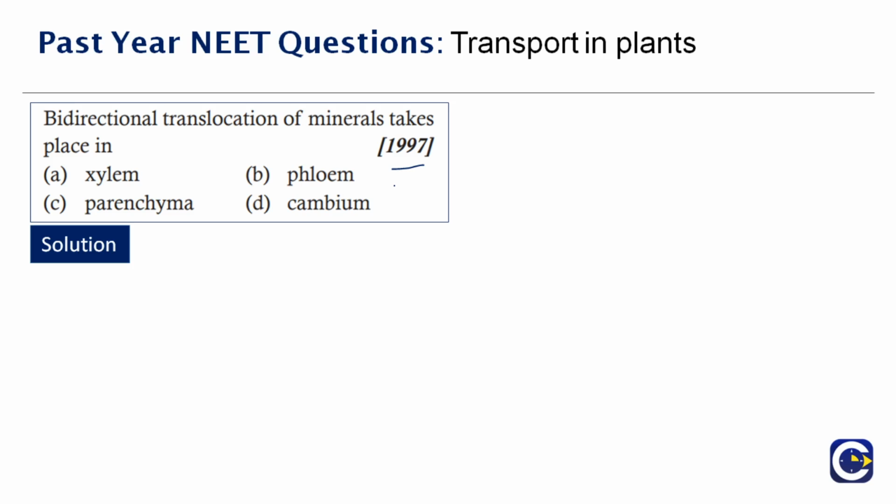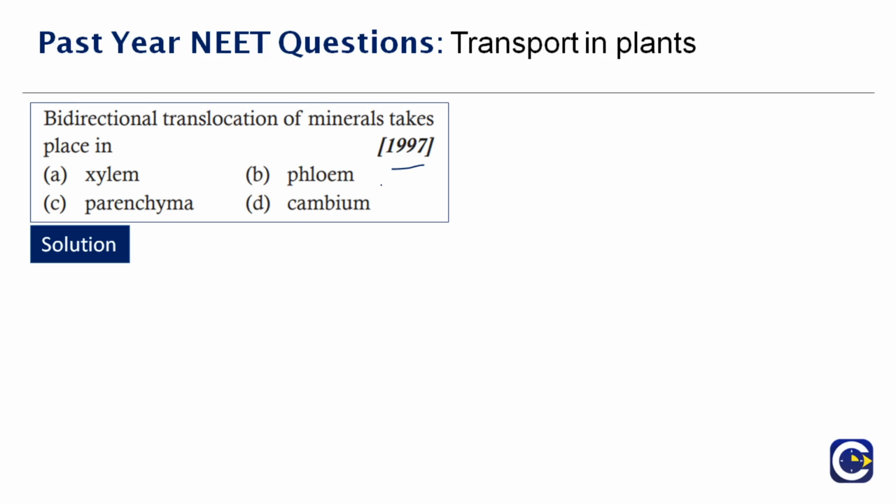Bidirectional translocation. What is the question here? They are talking about bidirectional translocation of minerals taking place in dash. Now, you're given 4 options here. Out of the 4 options, you have xylem, phloem, cambium, and parenchyma.